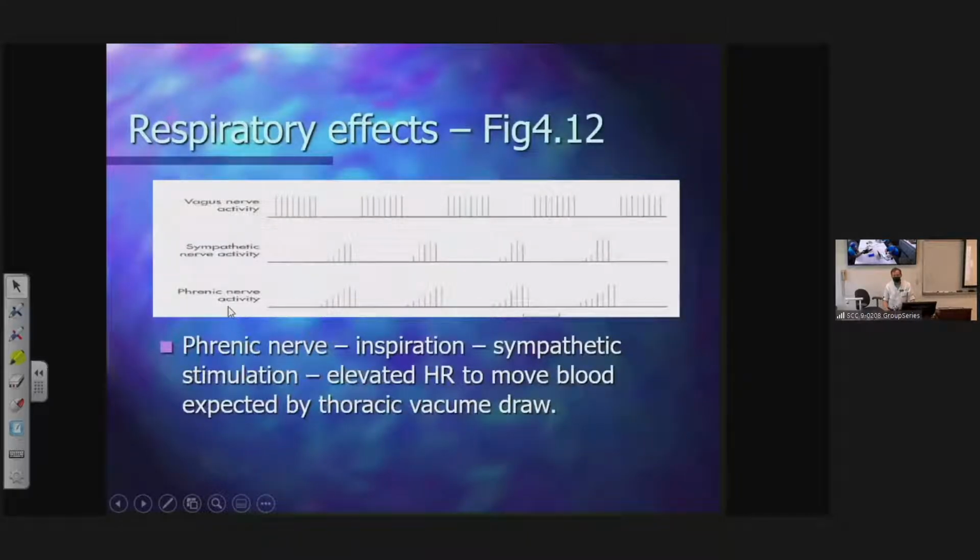And then this is phrenic nerve activity. So what's the phrenic nerve? Before we talk about it, we have to know what it is. Is that the one tied to the diaphragm? It is. So that is the diaphragm. So if we stimulate the phrenic nerve, you will have a breath or a hiccup.